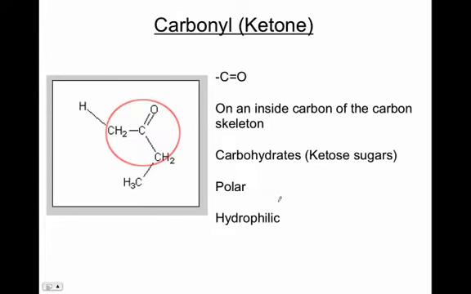Another type of carbonyl is called a ketone. We also here are going to recognize carbon double bonded to oxygen. The difference here is that in a ketone, it's on the inside of the carbon skeleton rather than at the end of it or at the beginning of it, as it were. So here you're seeing on the second carbon in the chain the carbon double bonded to oxygen. This is a ketone. This also is found in carbohydrates. We call these carbohydrates that contain ketones ketose sugars.